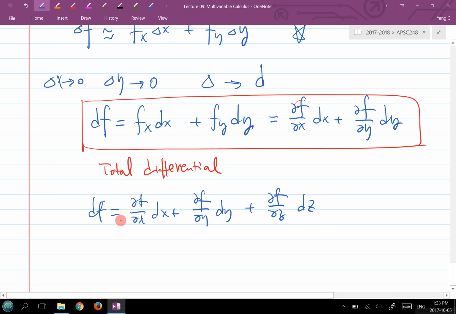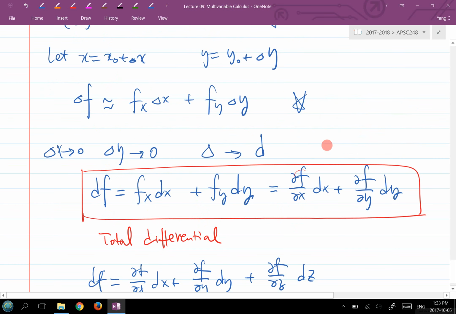So the other thing is where the total differential comes from. It comes from basically this guy here, right? Comes from this guy. Now this guy here is actually more applicable. It's a concept to approximate the change of function f when you have a change in the x and y direction.